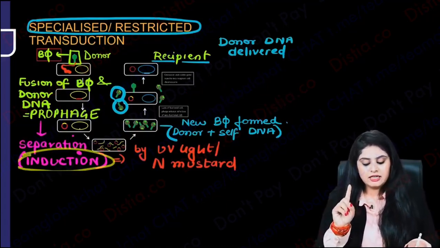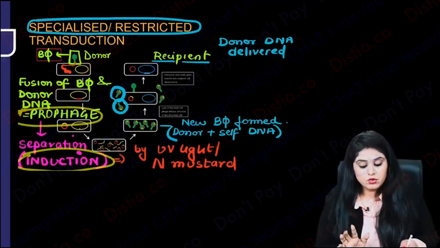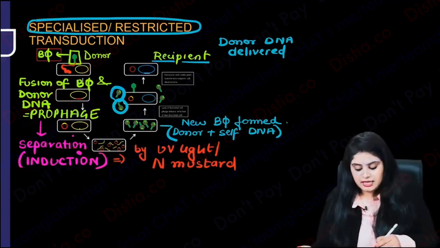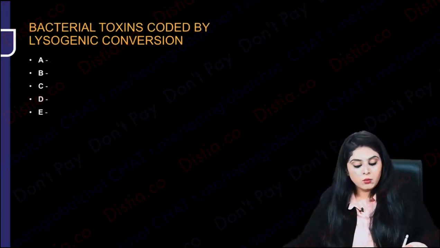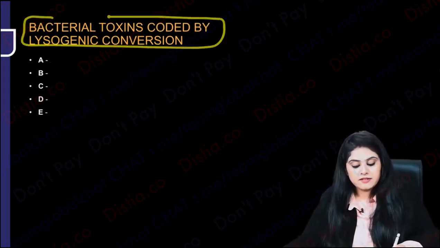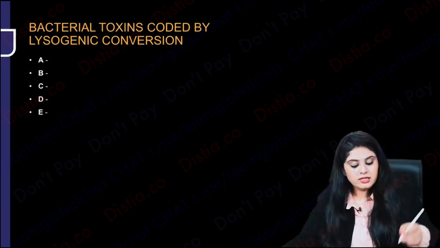You had all that induction and prophage formation, and it was going to be a case of fusion. So lysogenic conversion was happening. Now how do I put all this information into my bacteria? Which are the toxins which are going to get affected by this lysogenic conversion? Lysogenic means fusion. These are going to be A, B, C, D, E.